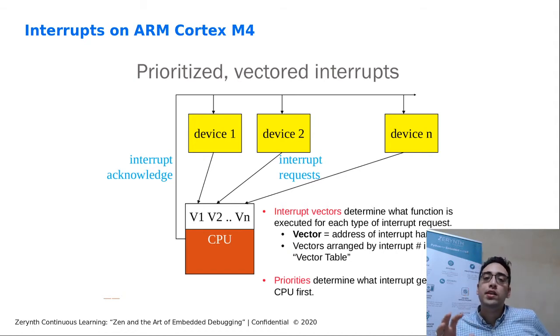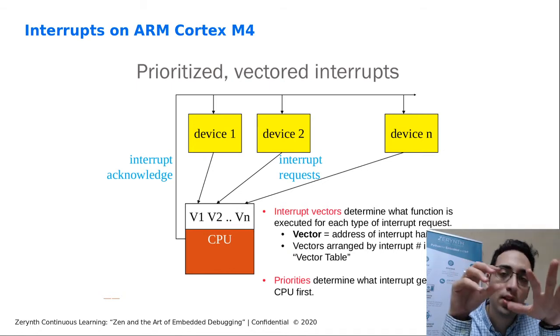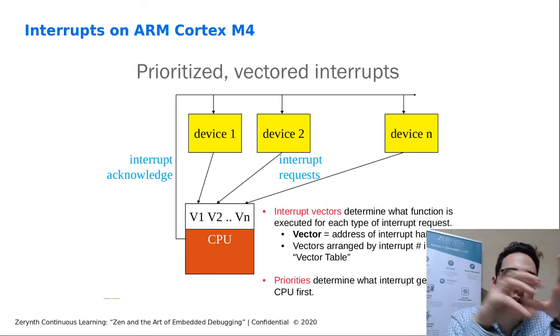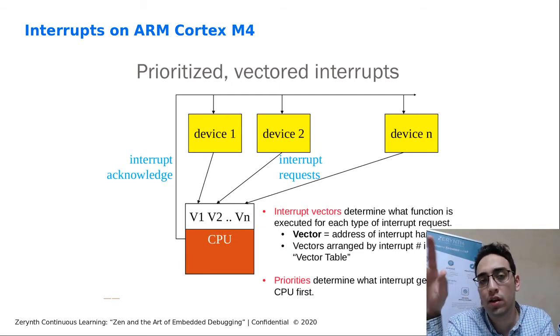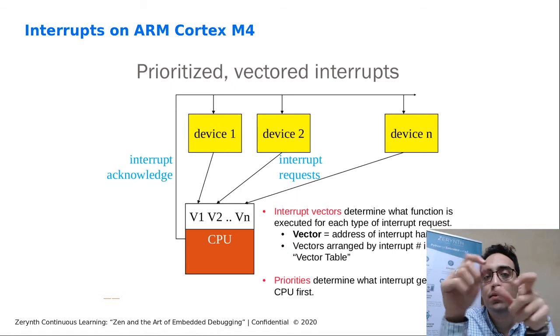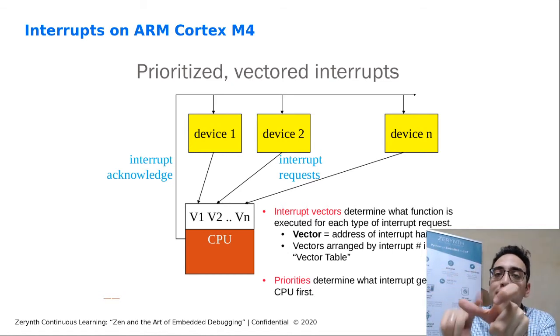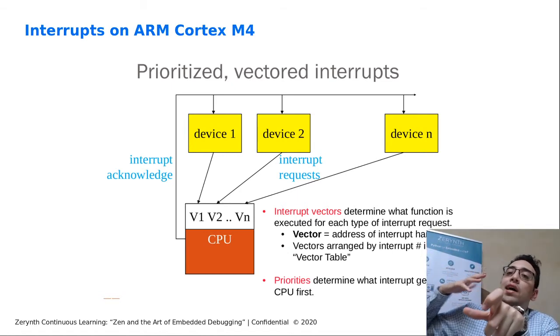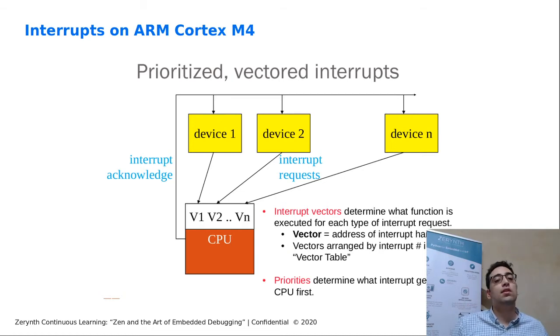Interrupts on ARM Cortex M4 use something called interrupt vectors, or the interrupt vector table. So what is an interrupt vector? Just to put it simply, an interrupt vector is the address of the function that is related to the interrupt, the ISR essentially. This address points to the function that should be executed whenever the interrupt is triggered.